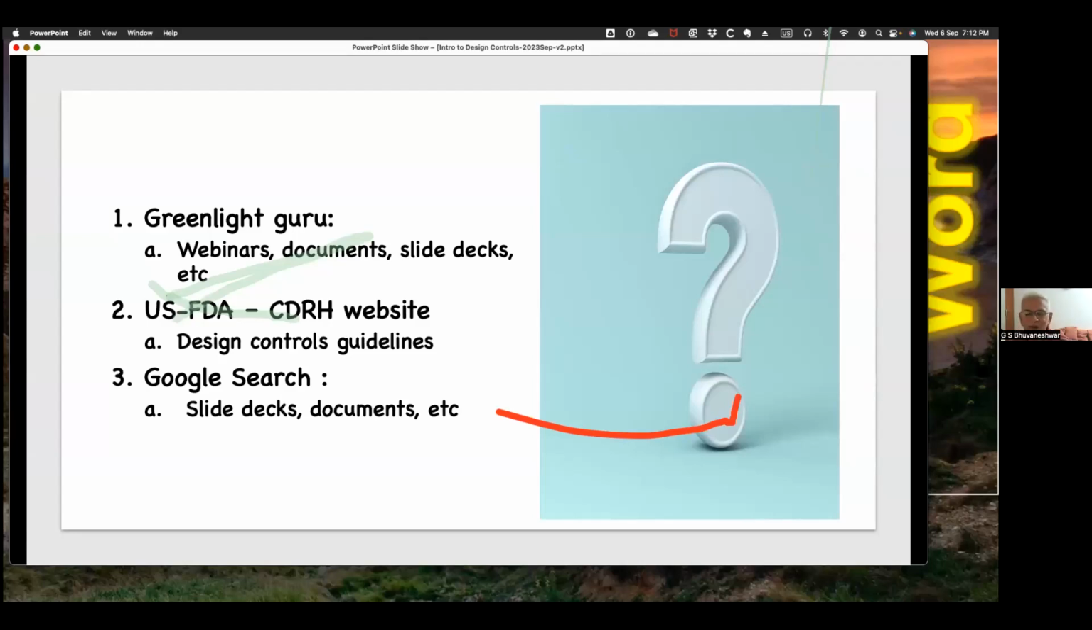But you need to think through this, do it systematically, and make sure you have proof that you have designed a safe product and your product works as it came to be. That's the ultimate goal.